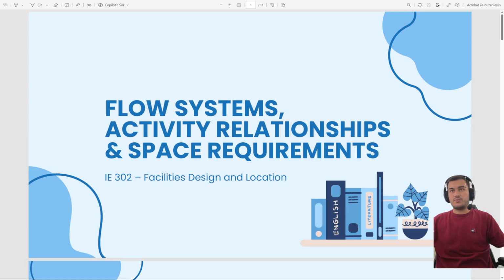Once we know what products we are making and what machines we need, the next big challenge is deciding how to group them inside the factory. An effective facility layout must minimize the total material flow cost and maximize the operational efficiency. To achieve this, we use systematic analysis.